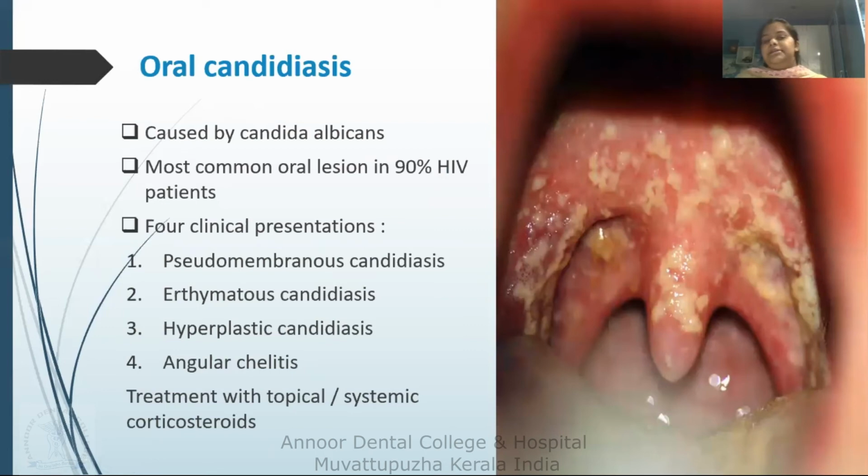First, oral candidiasis. Now, we already mentioned those in angular stomatitis. This is caused by Candida albicans, the most common oral lesion. 90% of HIV patients will have candidiasis. And how do they present? There are 4 types of candidiasis: pseudomembranous candidiasis, erythematous candidiasis, hyperplastic, and angular cheilitis. Treatment is with topical or systemic corticosteroids.